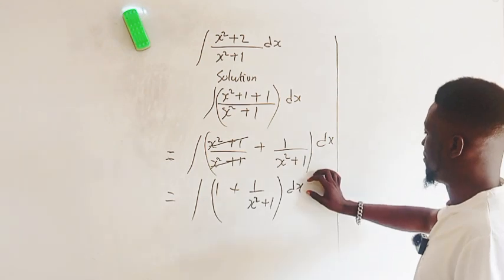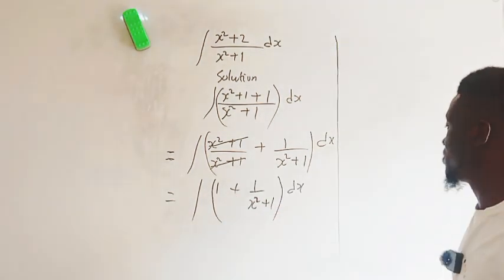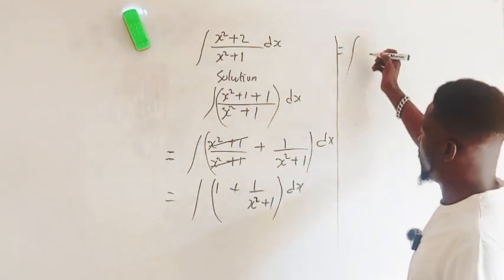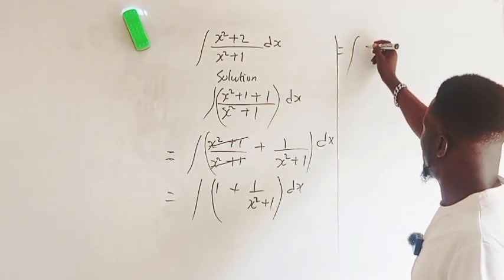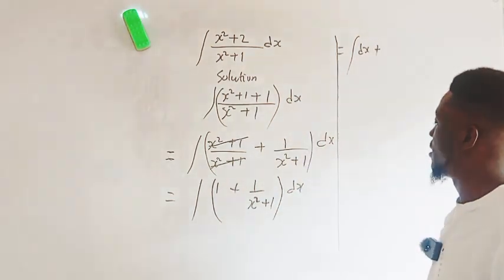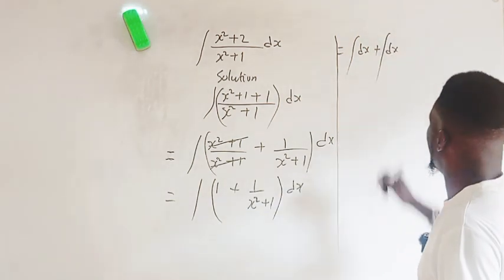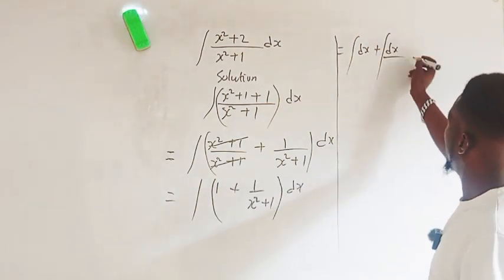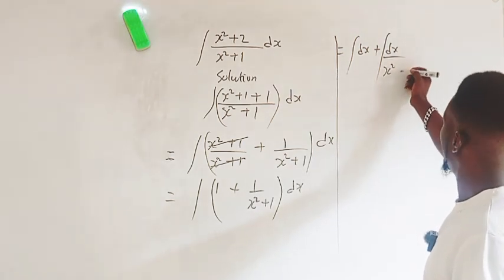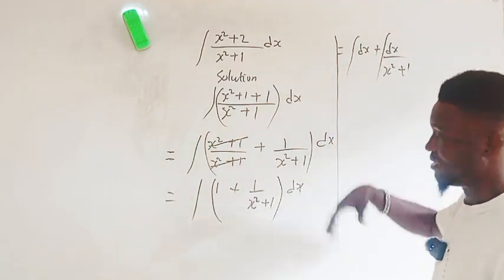Obviously, this I can expand further. This dx, you multiply this side and also this side. So in that instance, I'll have my integral 1 times dx is dx, plus, the 1 times dx, let me have my dx here, over x squared plus 1. Both of them are basically the same.